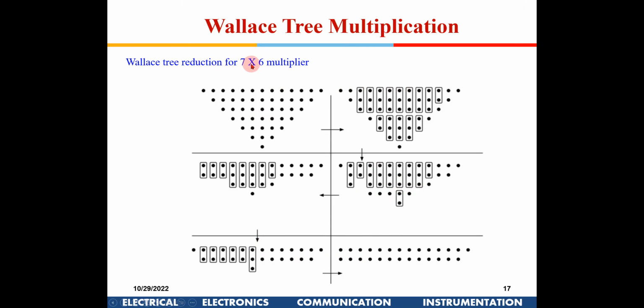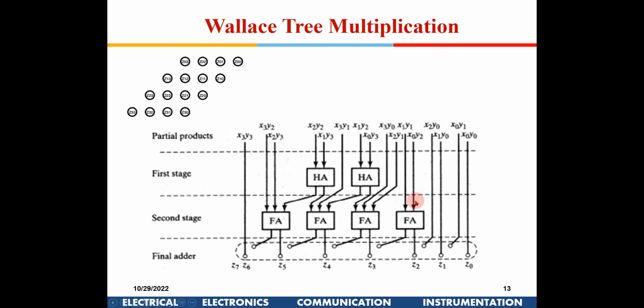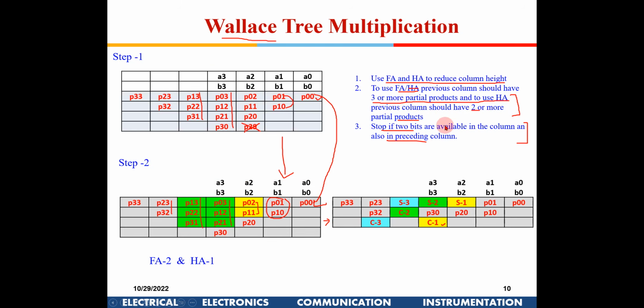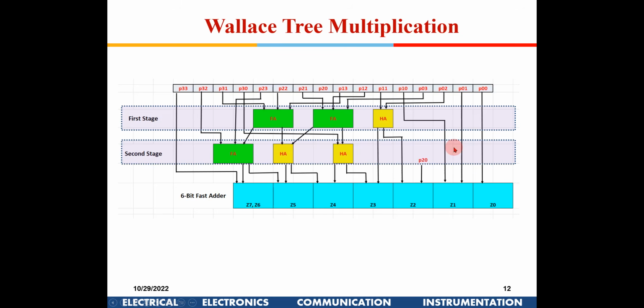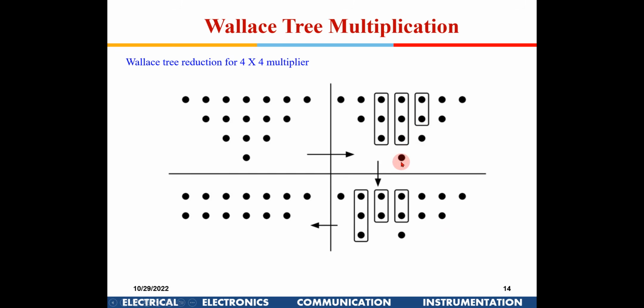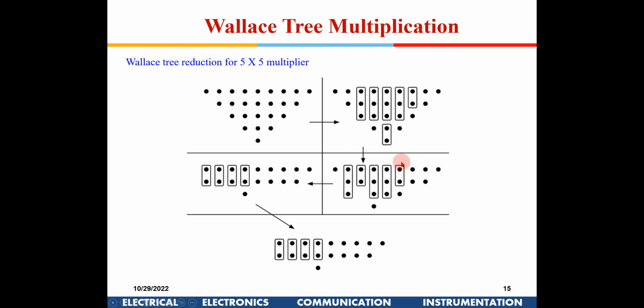Okay. So this is for 7 into 6 multiplier. The same rule is being followed. The set of rules is given here, these rules. You need to use those particular rules so that you can use the optimum number of full adders and half adders.